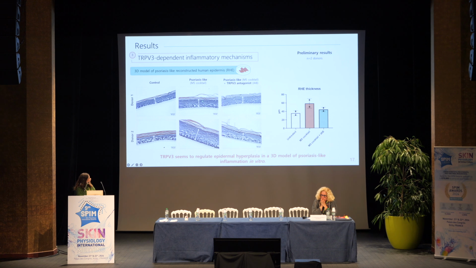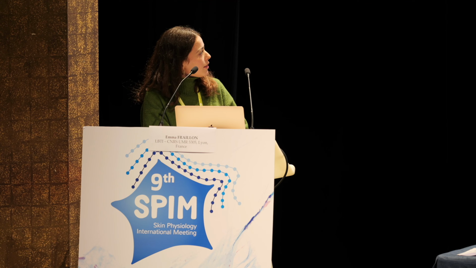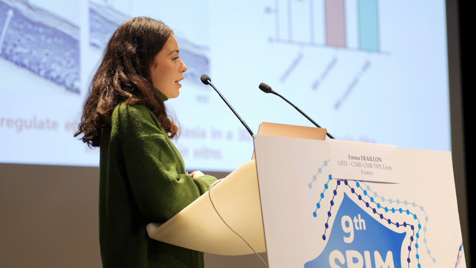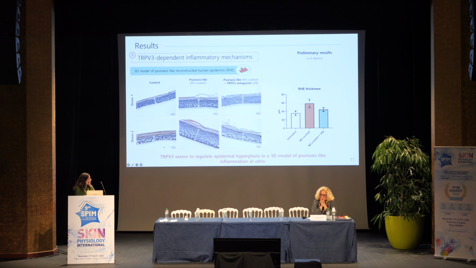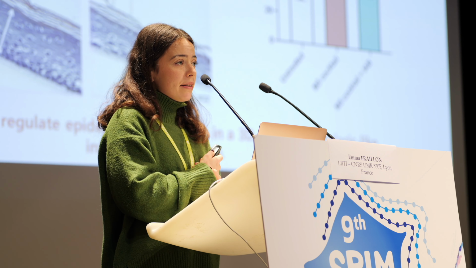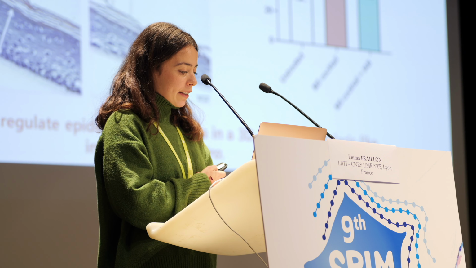You can see here that reconstructed epidermis that were cultivated under psoriasis-like conditions have an increased thickness compared to control epidermis. And more interestingly, when TRPV3 is inhibited under psoriasis-like conditions, the thickness of the reconstructed epidermis reduces to come closer to the thickness of control untreated epidermis. This result confirms what we saw just before in mice, suggesting that TRPV3 regulates epidermal hyperplasia in a psoriasis context.